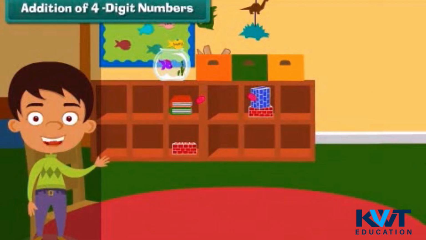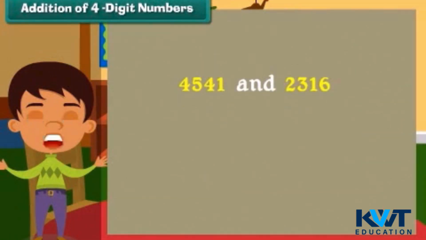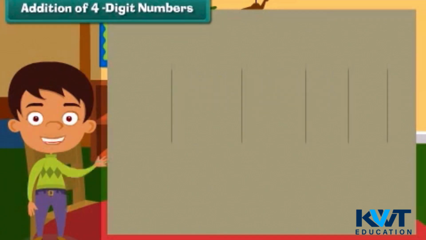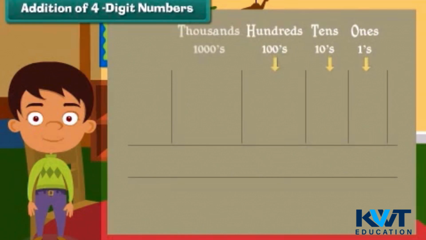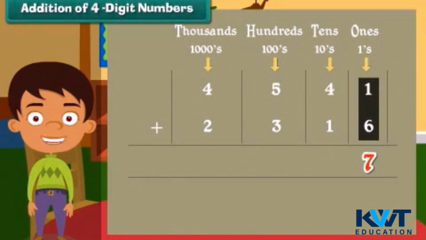Addition of 4-digit numbers. The first problem that Ben picks to solve is to add given numbers 4541 and 2316. He starts solving the question by writing the numbers in these lines. Remember that we begin adding from ones. So here the addition is 7. Now we move to add the tens.